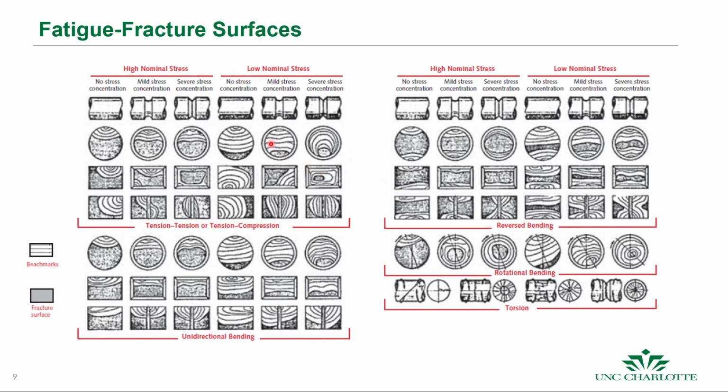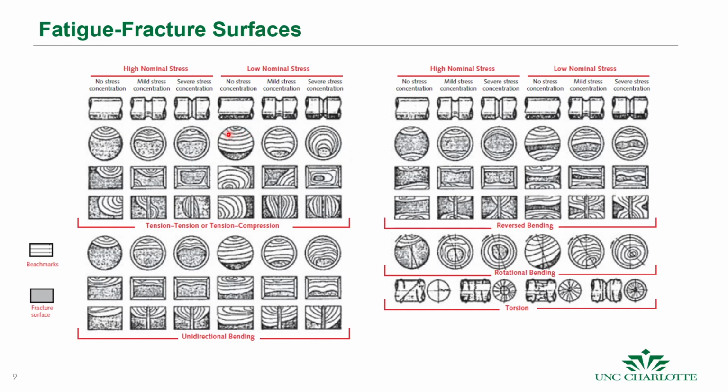These are some other images. These are in tension, or tension-compression, for different shapes. This is unidirectional bending, this is reversed bending, this is rotational bending, and this is torsion. So if you have a component that fails, you can take a look at it and match it to the different loading conditions to see the primary cause of failure.